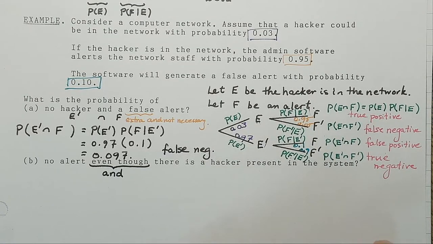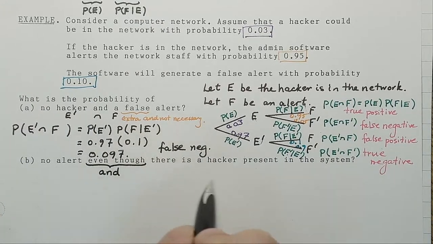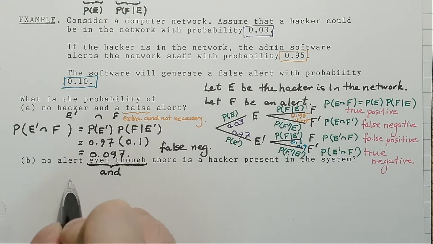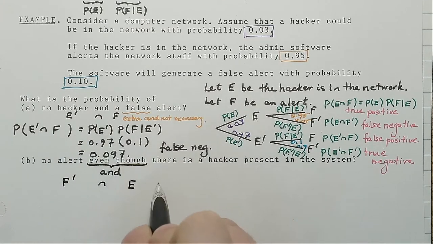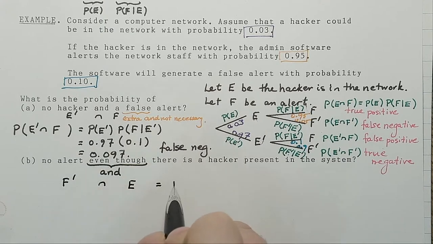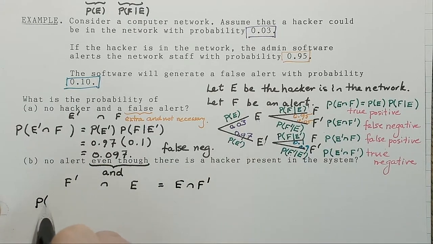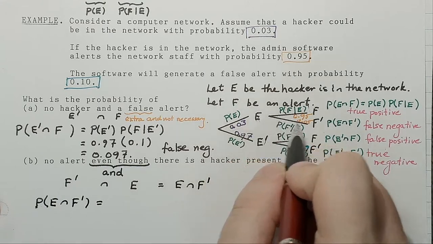Now, let's have a look at no alert, even though there is a hacker present in the system. So no alert, that's F prime, and there's a hacker present, so E. So that's also, by commutativity, asking for E and F prime. So we're looking for the probability of E and F prime. So that's this branch right here.